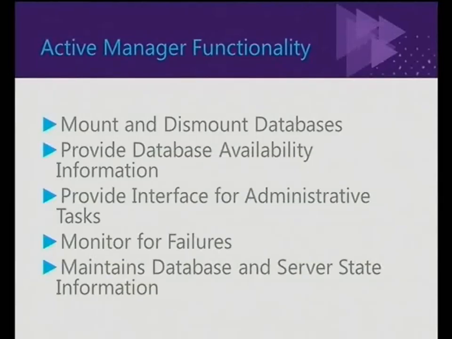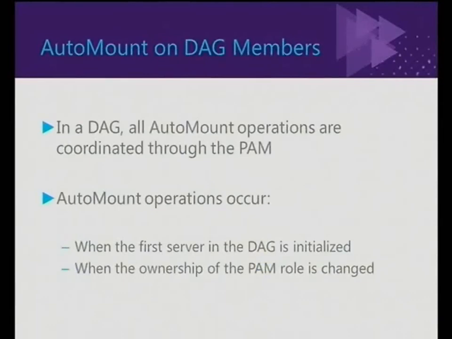And it also, as I said, maintains all of the database and server state information. So all the health and status about the copies, not just where a copy is mounted and active, but what's its copy queue length, what's its replay queue length, what's the health status of the database, what's the health status of the content index as well, which is also tied into the high availability platform. Okay, so you've got the search catalog to deal with as well. So let's talk about some of these operations, starting with the auto mount. That's just what Active Manager does when you start up a server during normal operations.